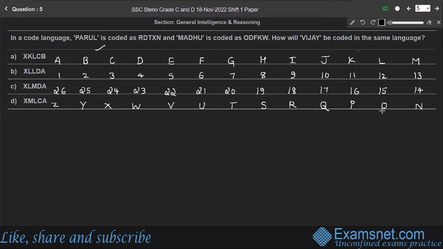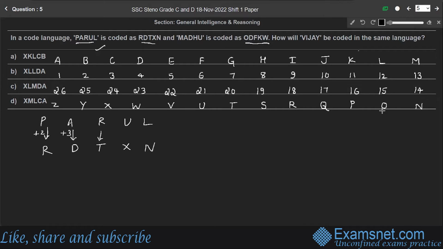Question 5. In a code language, Parul is coded as RDTXN, Madhu is coded as ODFKW. How will Vijay be coded in the same language? For our reference, I have written the positional value of each alphabet. We'll consider the first word, PARUL, which is coded as RDTXN. Here the positional value of P is 16, of R is 18, therefore P plus 2 is R. A is 1, D is 4, therefore A plus 3 is D.